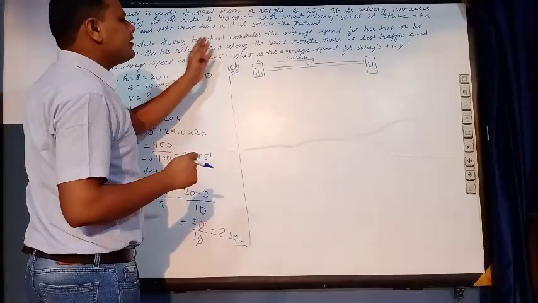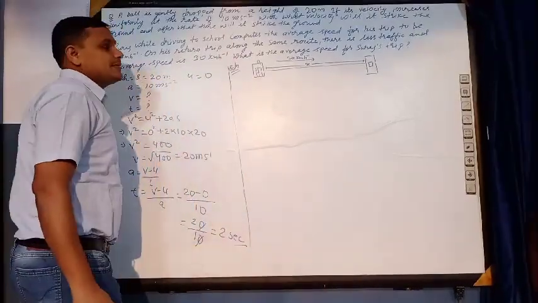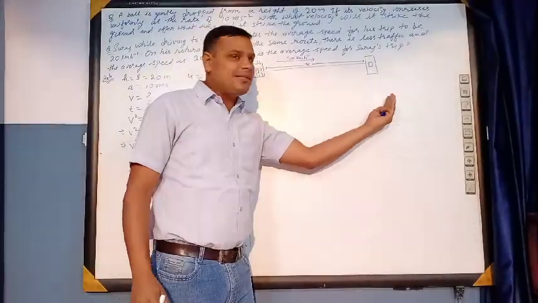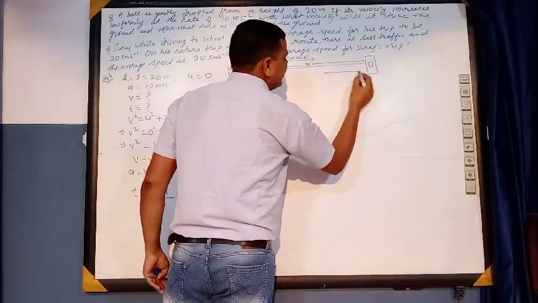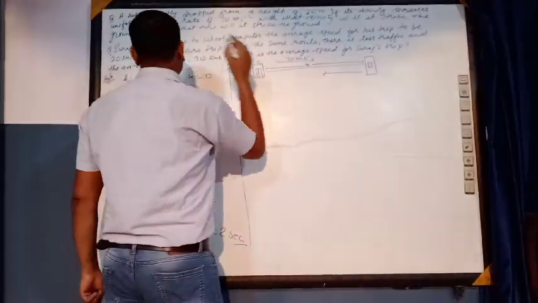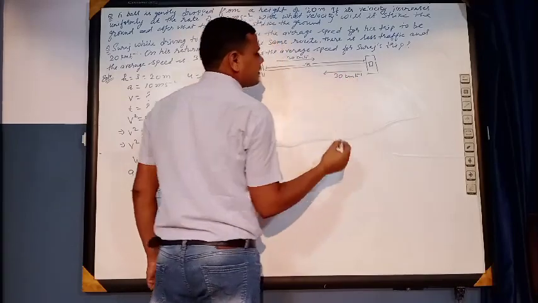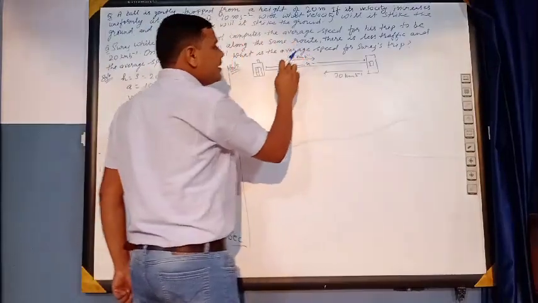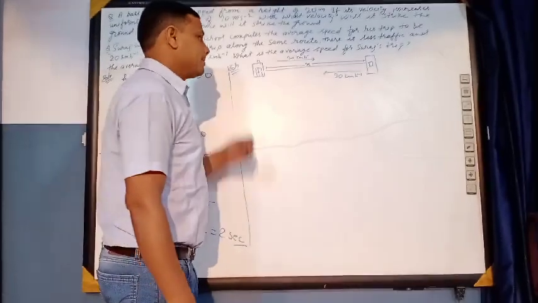Now on his return trip along the same route, there is less traffic and the average speed is this. Along the same route, because from home to school you are going, on the same route you will return, but traffic is less in the returning time and the speed is 30 km per hour. What is the distance while returning? Distance will be always same. What is the average speed for the Suraj trip?